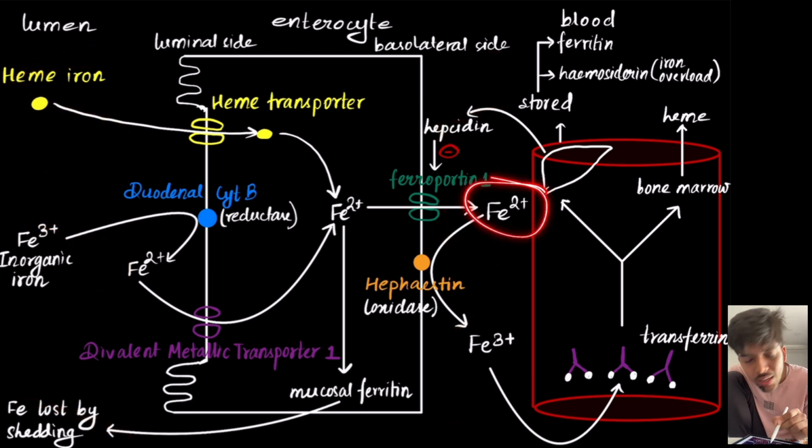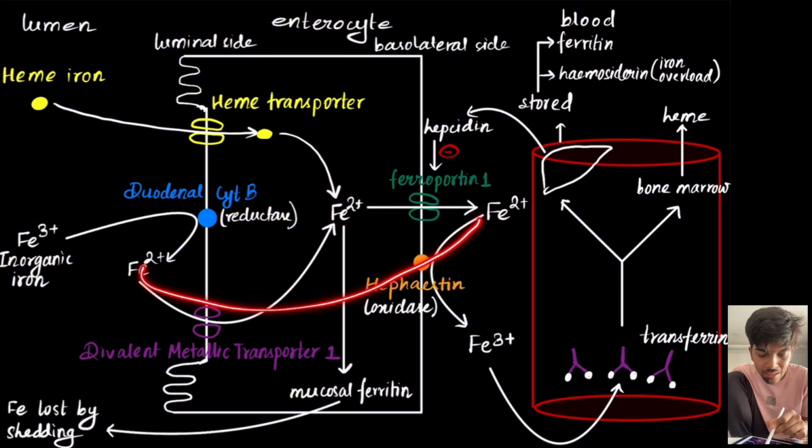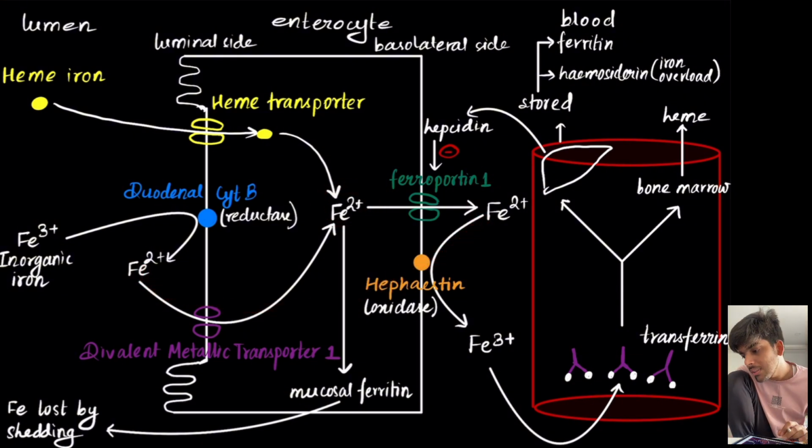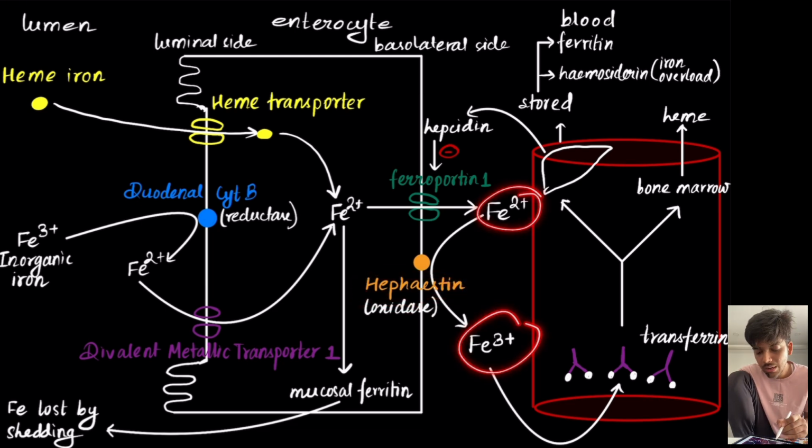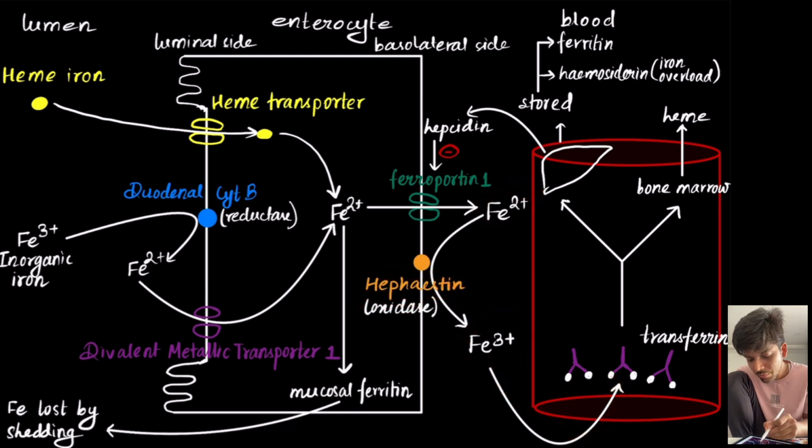But we have this iron in ferrous form because we required ferrous form to pass the enterocyte, right? But then iron gets transported in ferric form. So we convert ferrous form to ferric form, and this is done with the help of an oxidase enzyme present on the basolateral side of the duodenum called hephaestin. So ferrous gets converted to ferric, and then it gets transported with the help of transferrin. One transferrin can bind two ferric ions, and this gets transported to different parts of the body.